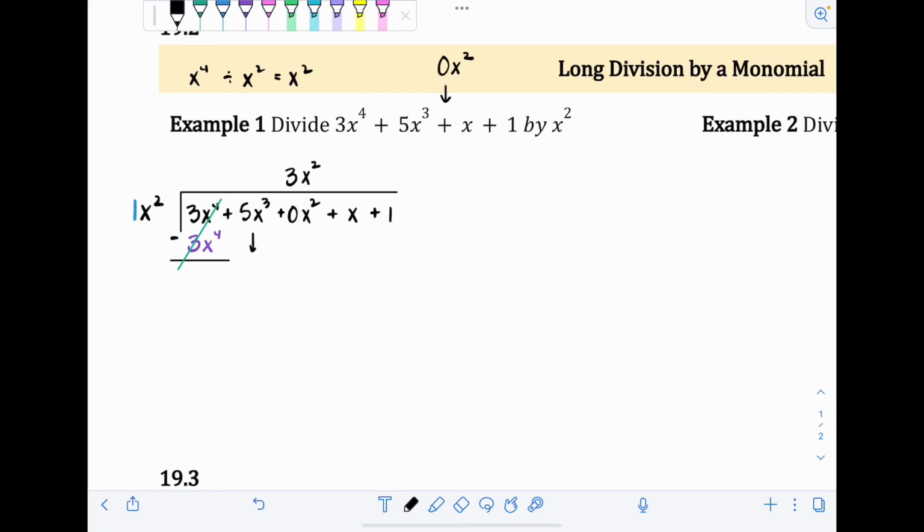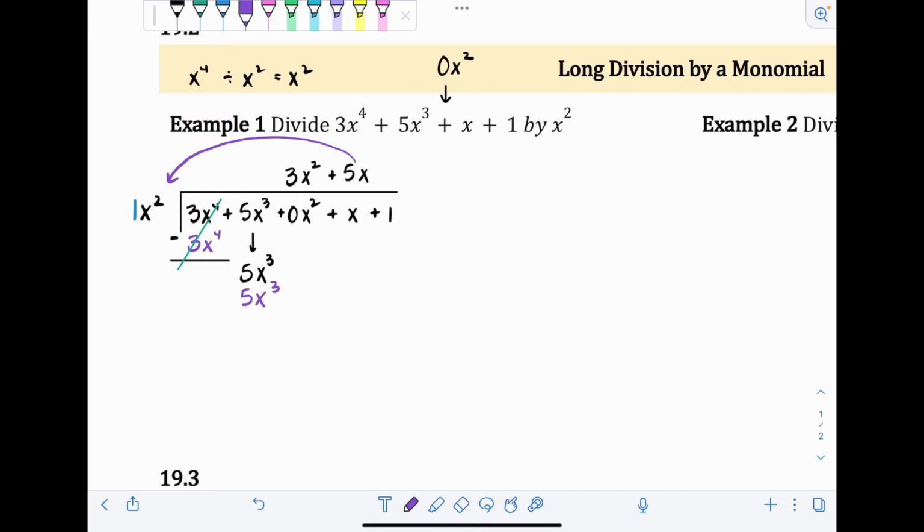Then next I bring down my next term, 5x cubed, and that becomes what I divide by x squared. So I do 5x cubed divided by x squared, which is 5x. And then I got my new term up here, so I take that new term and I multiply it by my x squared. So 5x times x squared is 5x cubed.